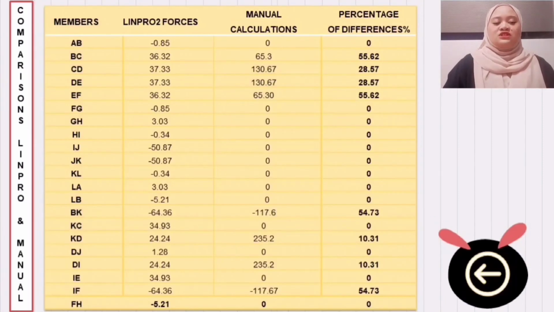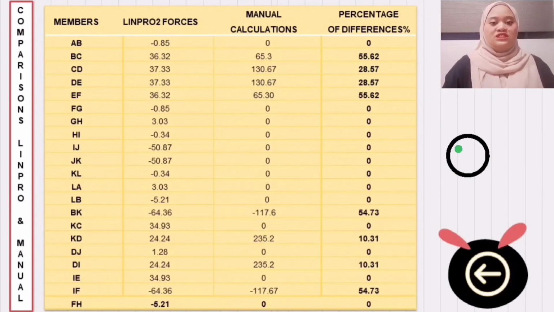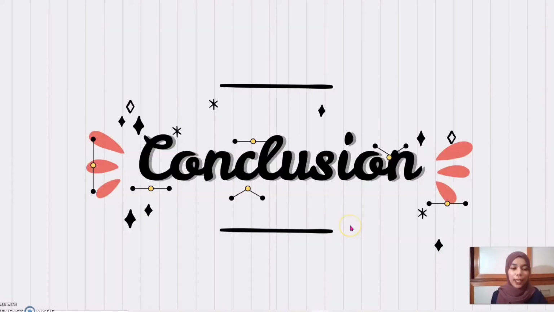Comparing internal forces between LimPro 27 and the manual calculation results, we can say that the percentage of difference between LimPro 27 and the manual calculation is quite okay. So my part is about the conclusion and recommendation.